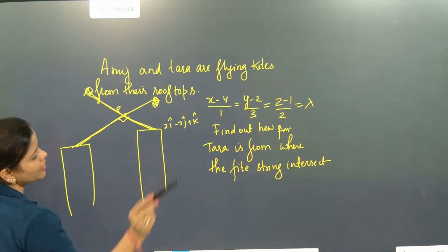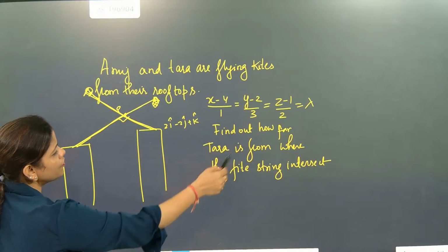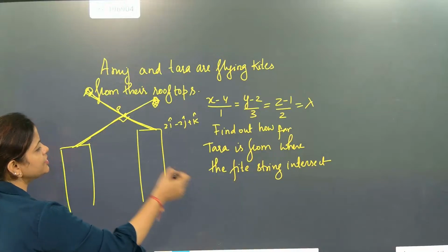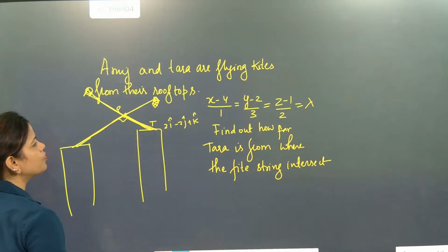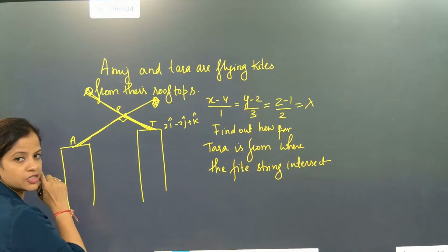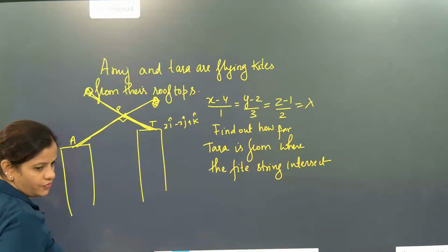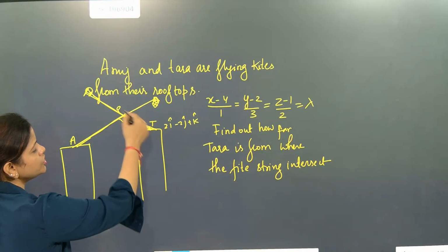So what question are they asking? Find out how far Tara is from where the kite string intersects. So this is the location for Tara, PT, and this is PA. Understood? Now, beta, the first thing we will do is this is the position of Tara.